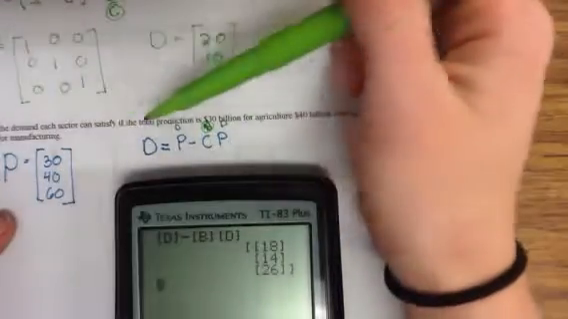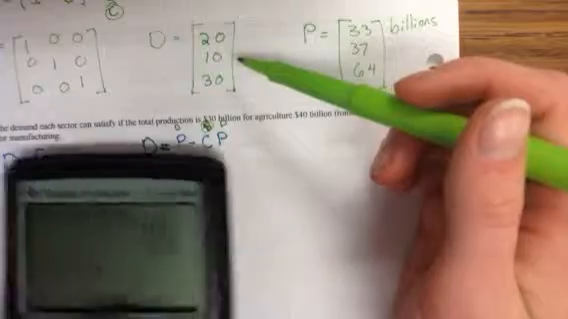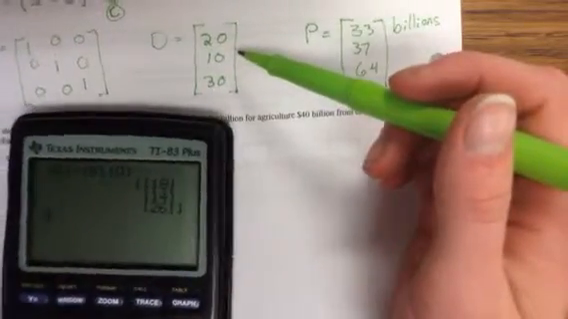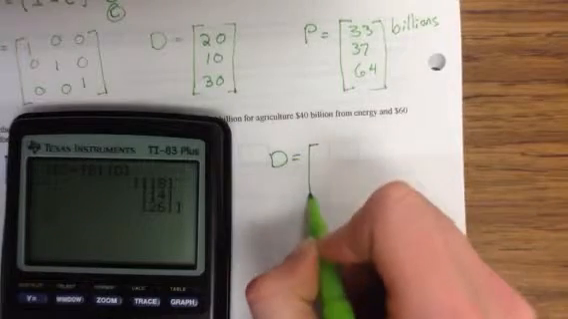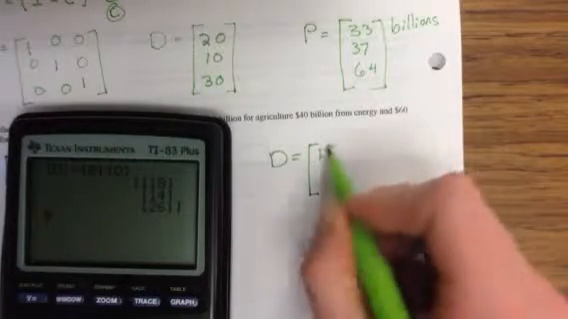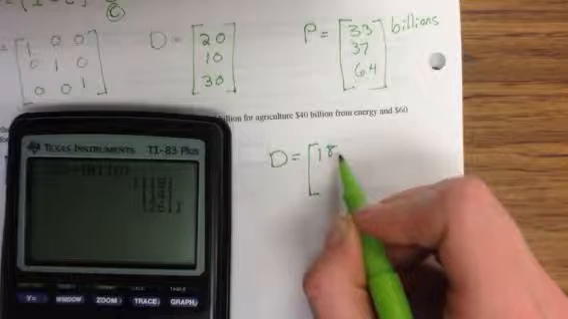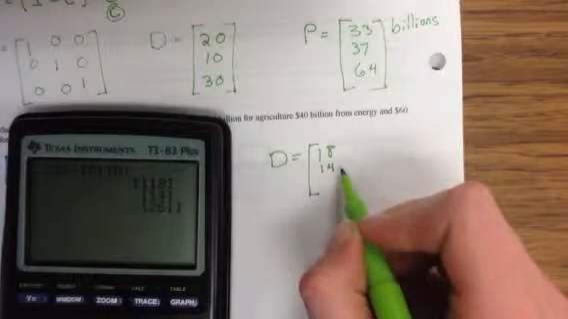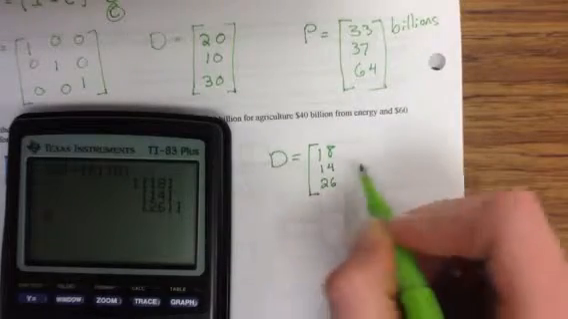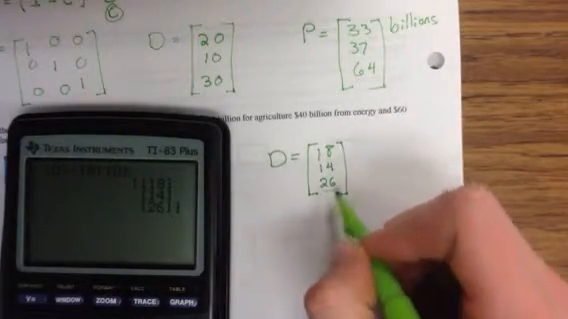So we were given the production, we're now finding the demand. So this matrix that they gave us is the demand that we can satisfy based on that production. So the demand we can satisfy is 18, remember this is in terms of billions, billion in agriculture. We can satisfy $14 billion worth of energy and $26 billion worth of manufacturing.